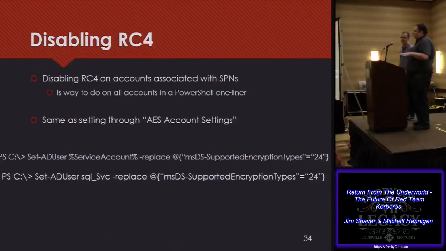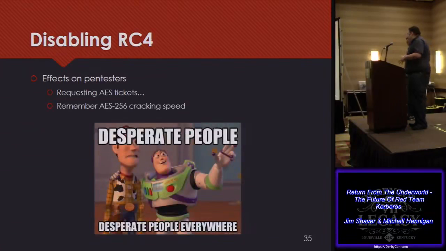Okay, so that's interesting for blue teamers. This talk is about the future of red teaming, or as it relates to Kerberos. So, what does this mean if people start doing this in environments and we're pen testing these environments, right? The result is desperate people, okay? We're going to start getting AES Kerberoast tickets, okay? And think about the AES cracking speed again. 4,000 to 5,000 times the speed. You're going to have to use a lot shorter password list and rule set in order to crack these AES tickets.